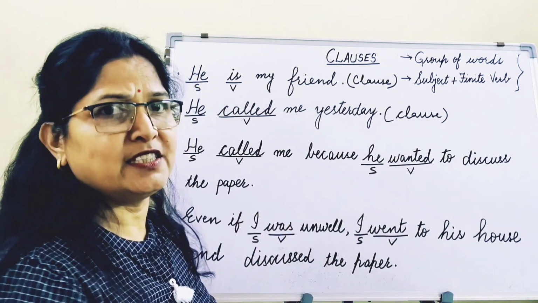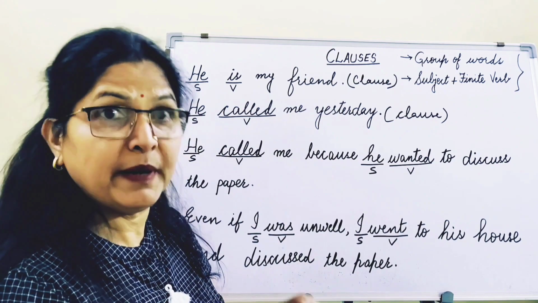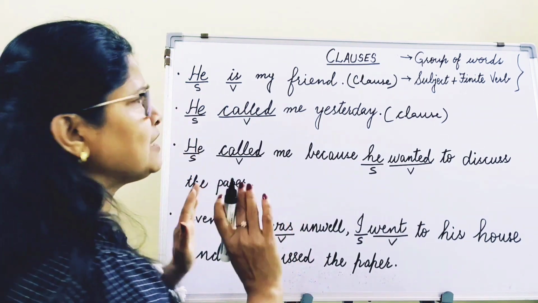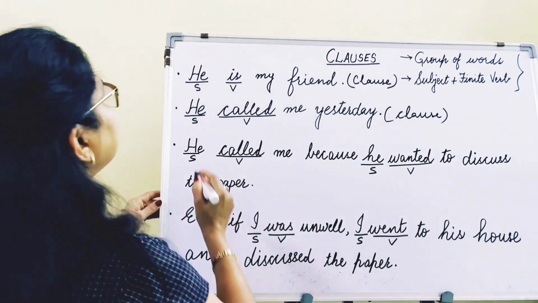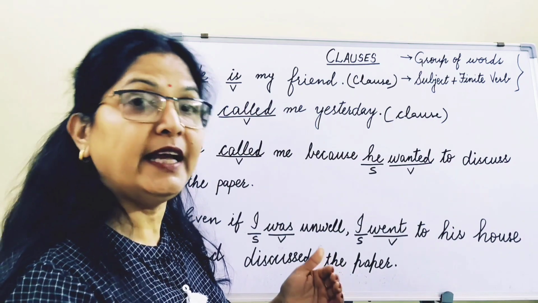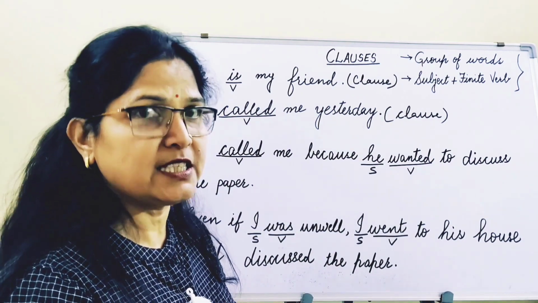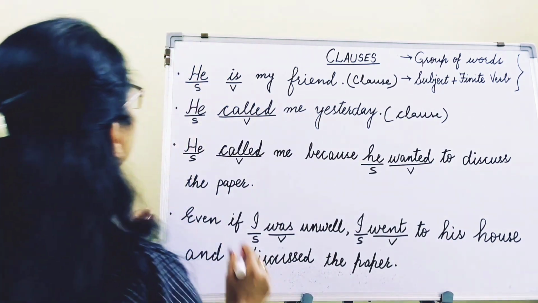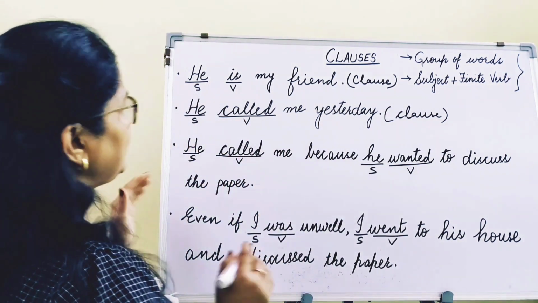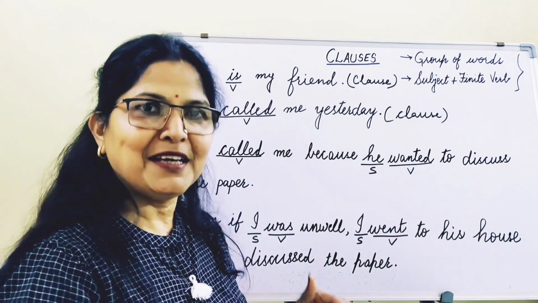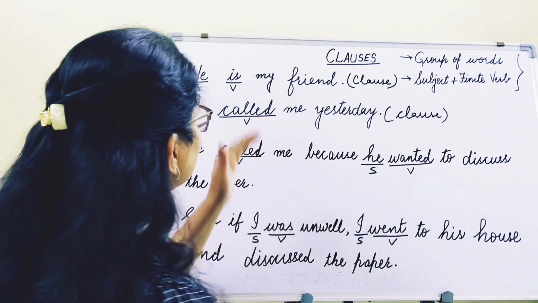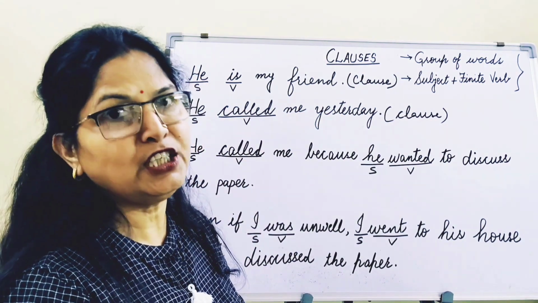Does this sentence require anything to depend upon? No, not at all, because it's giving a complete sense itself. So it's an independent clause because it doesn't need anything else. Now second sentence you see. He called me yesterday. Is it requiring anything to depend upon? No. So this is also an independent clause.